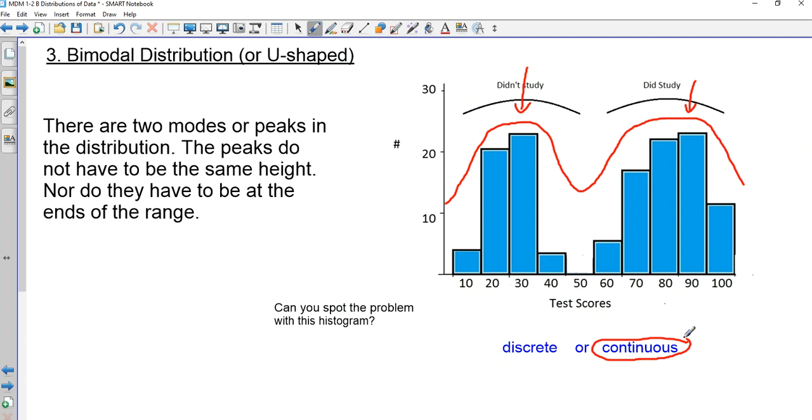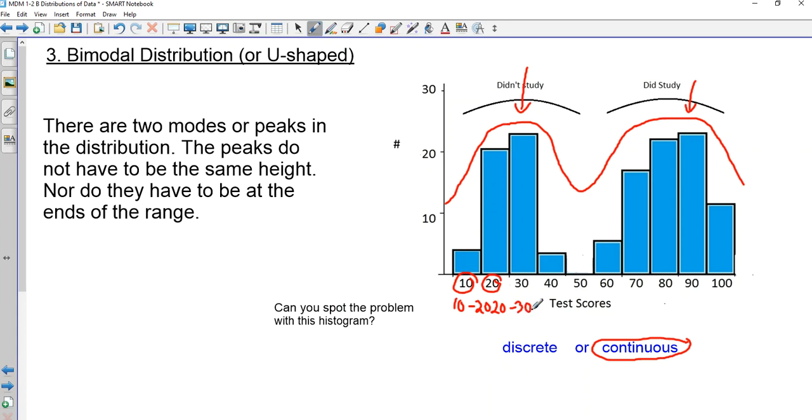Now, the question I asked down at the bottom there, can you spot the problem with this histogram? This histogram, I think, is improperly labeled. I think when they put 10 here, labeling this bar, what they really mean is a range of scores that go from 10 to 20 possibly. And then they want the next one here to actually go 20 to 30. And so on and so on and so on.